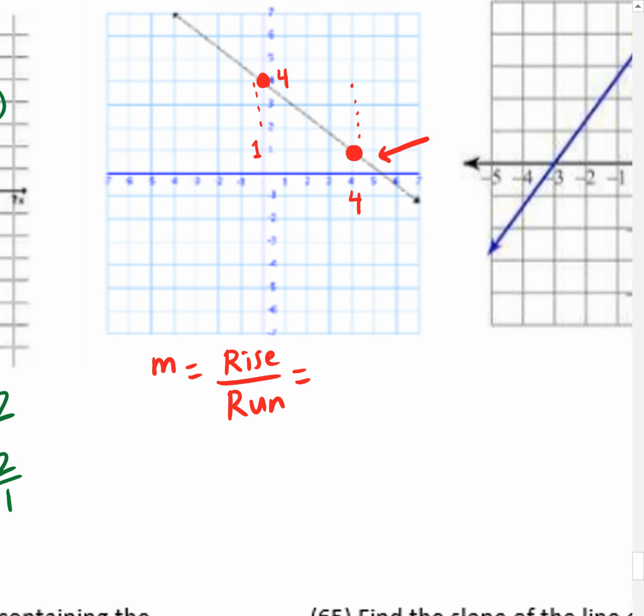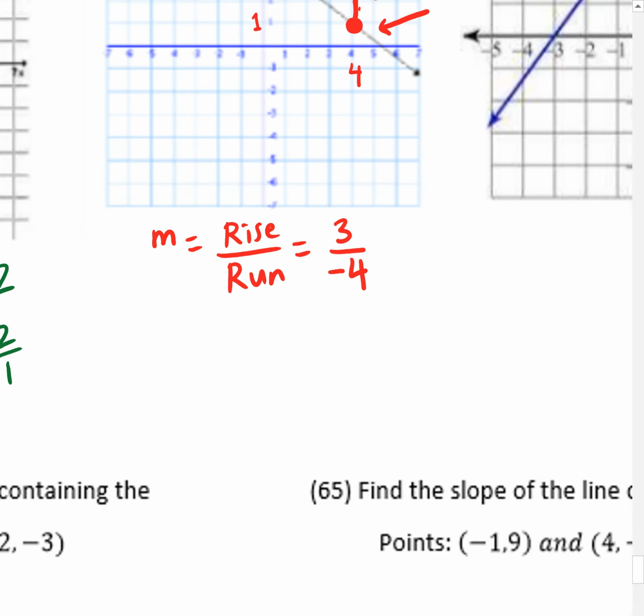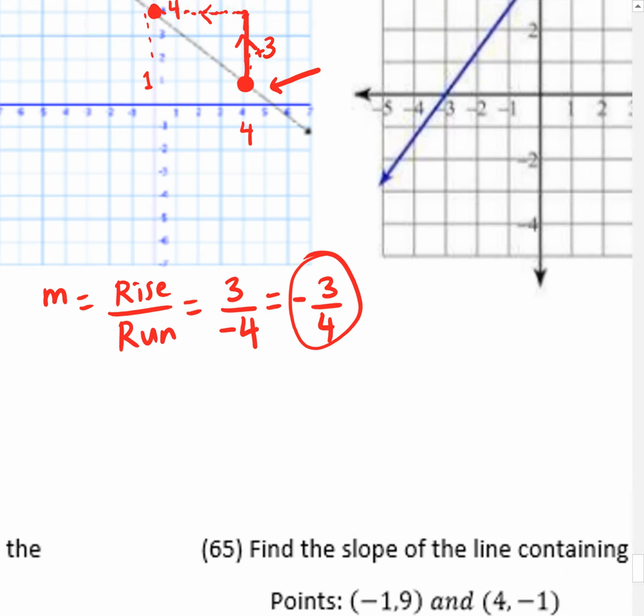How do I get to the next point? How far would I rise? From here to here, I'm going up 1, 2, 3. 3 units. And that's upward, so I'm keeping that number positive. When I run, I'm going to the left. 1, 2, 3, 4 units. But remember, the left is the negative direction. So this would be a -4 run and +3 rise. So slope should be 3 over -4, but as you know, you probably see the negative off to the side of the fraction. They'll probably throw it off to the side.